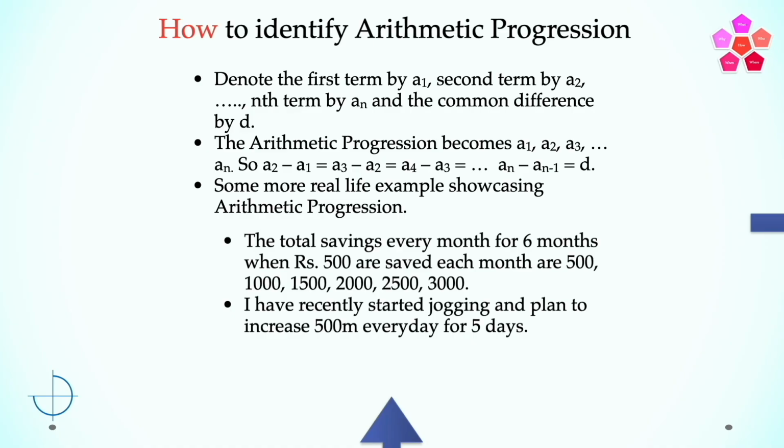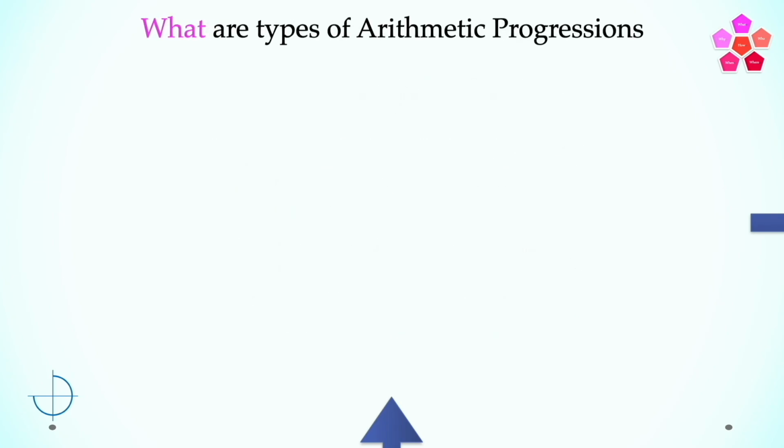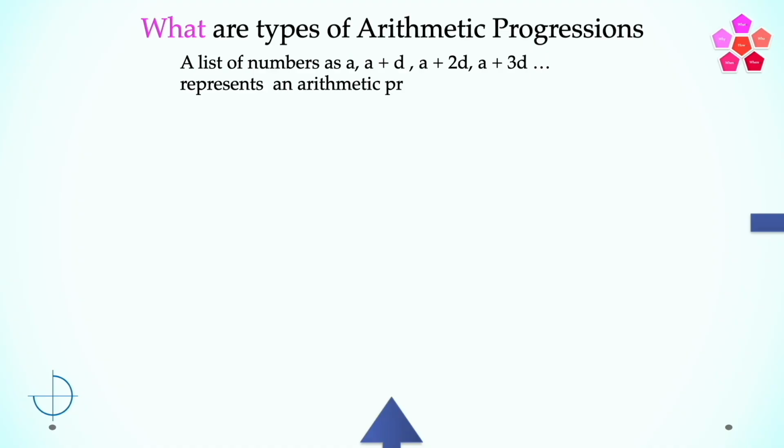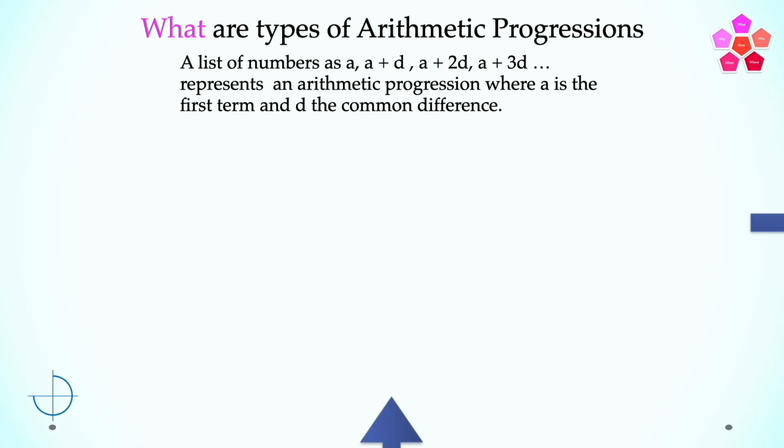A very curious question about arithmetic progressions can be: what are the types of arithmetic progression? A list of numbers as A plus D, A plus 2D, A plus 3D, and so on represents an arithmetic progression where A is the first term and D is the common difference. So there can be two types of arithmetic progressions.